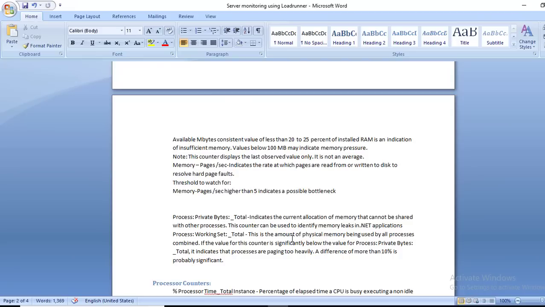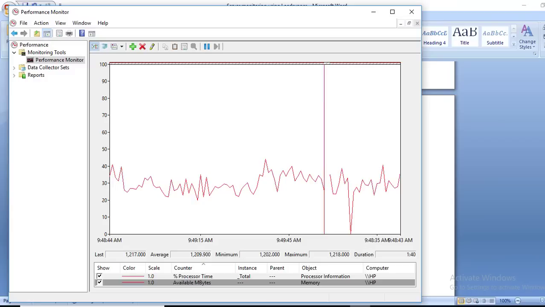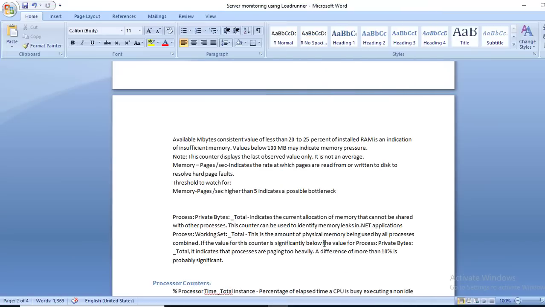Process working set. This is the amount of physical memory being used by all processes combined. If the value for this counter is significantly below the value of process private bytes total, it indicates the processes are paging too heavily. A difference of more than 10% is probably significant. So these are all available here in the counters. Now we need to understand and use them wisely.